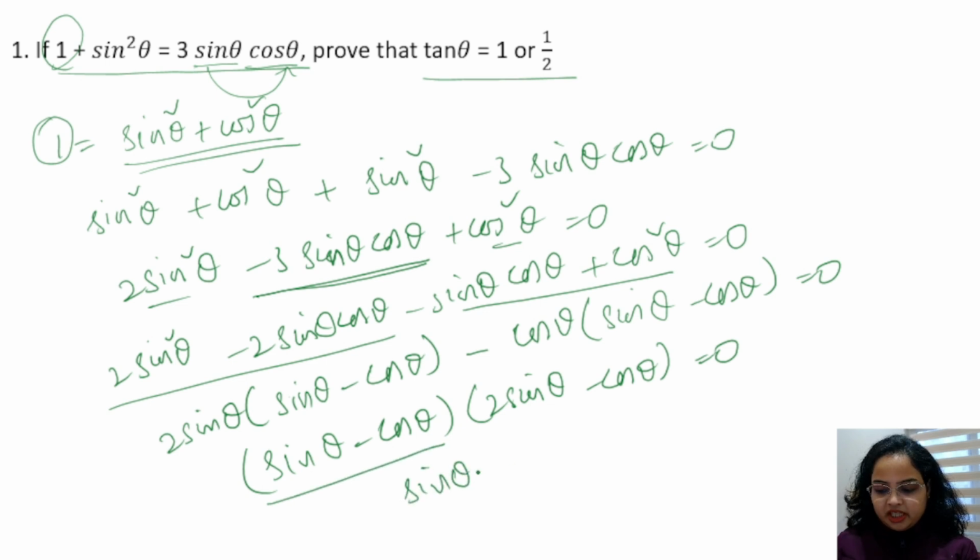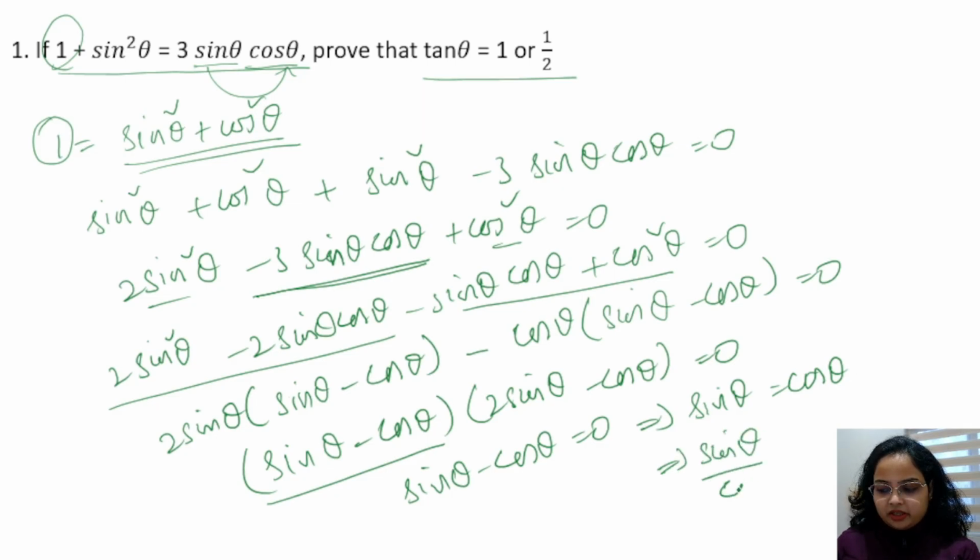So we will take the first term equal to 0. If we take sin theta minus cos theta is equal to 0, we will get sin theta is equal to cos theta. If we bring cos theta to the left side, we will get sin theta divided by cos theta is equal to 1. So here sin theta by cos theta is tan theta. So here we got tan theta is equal to 1.